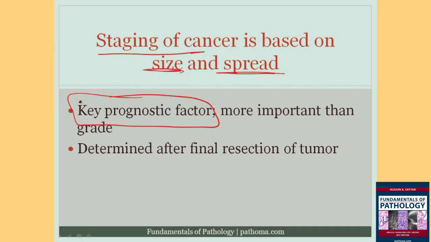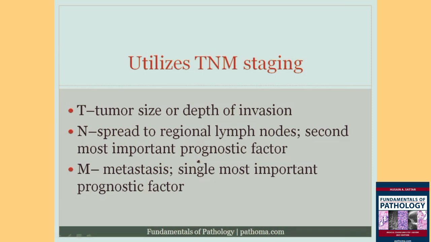And the final staging is really determined after resection of the tumor. So clinically, we can stage a patient, we can try to determine what we think the clinical staging would be based on our clinical exam. However, the true final staging is based on resection of the tumor. When the tumor is removed and the pathologist analyzes the tissue, they then provide a final pathologic staging for the cancer. Now, what system do we use for staging?